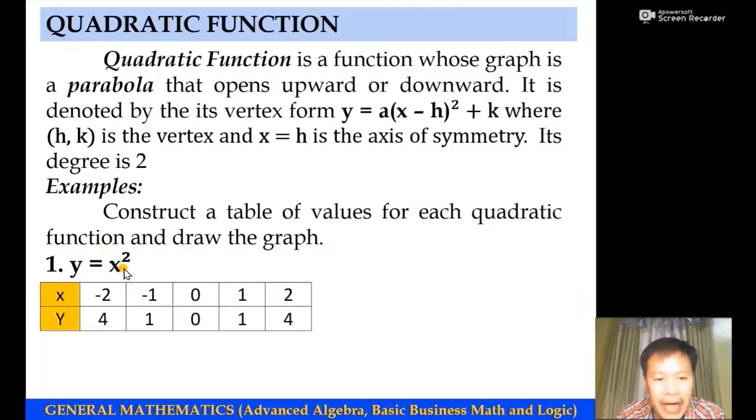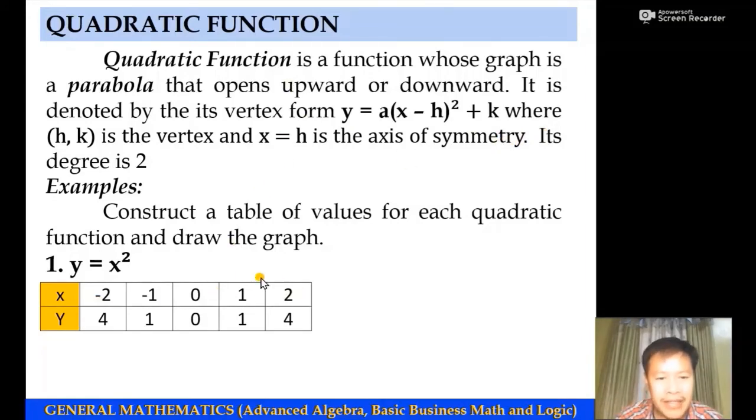Although you can assign any value of x here, if you don't use the technique, how can you sketch the graph with points which are not symmetric with each other? When we say symmetric, it is just a reflection of each other. And that is the importance of the axis of symmetry, x is equal to h. Meaning, whatever the abscissa of the vertex is, that is your h. Therefore, x is equal to h. Our abscissa of the vertex is 0. Therefore, x is equal to 0 is our axis of symmetry, and that is our y-axis.